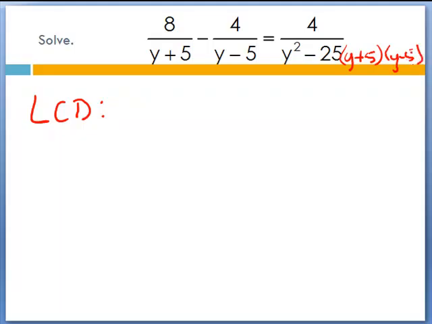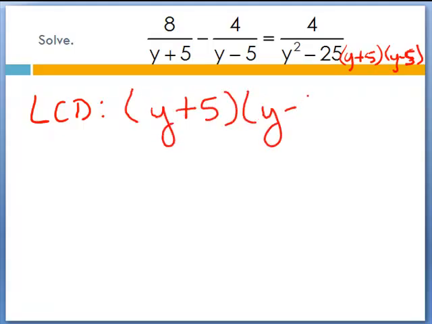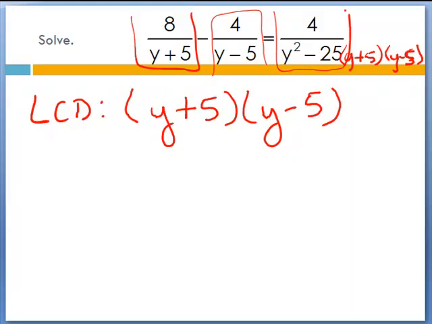So we're going to take what we have here. What do we see that's in common for all the denominators? We have y plus 5 times y minus 5. Now at this point, we don't want to have what we see in the denominator. So we're going to take the LCD and multiply it to every term, so we don't have a denominator.